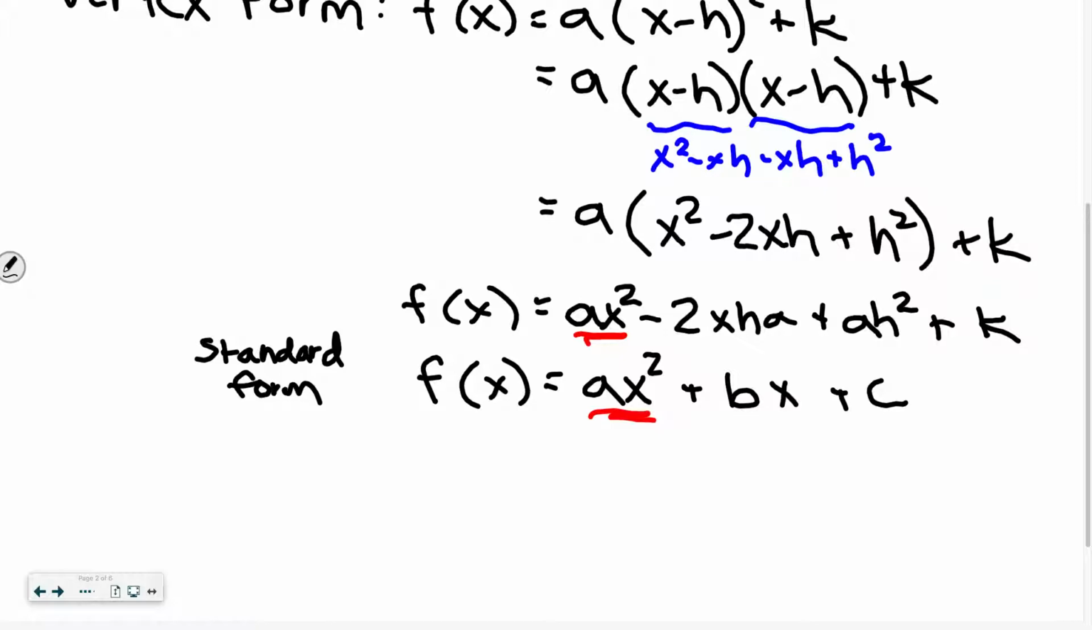All right. Look for, in this one, any term that has an x in it. It's this one, right? Negative 2xha. And that's supposed to match up with any term in standard form that also has an x. That would be the bx.